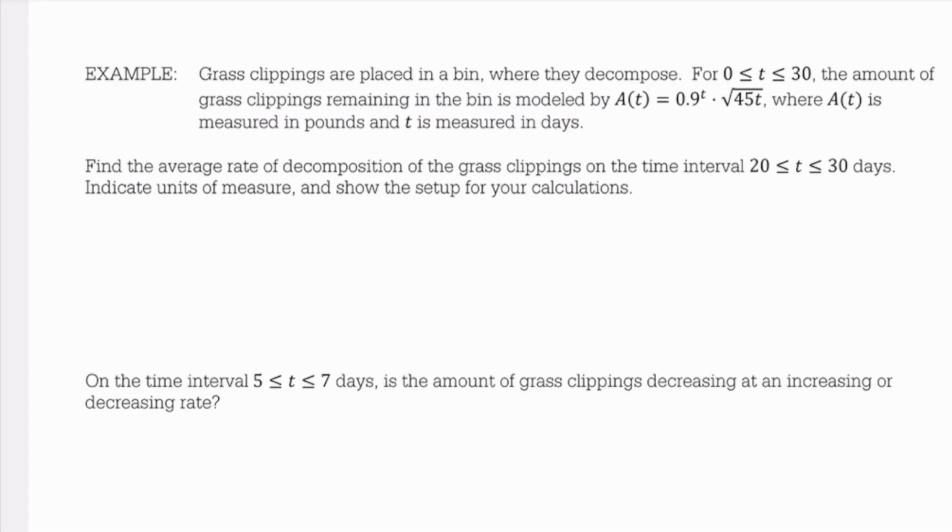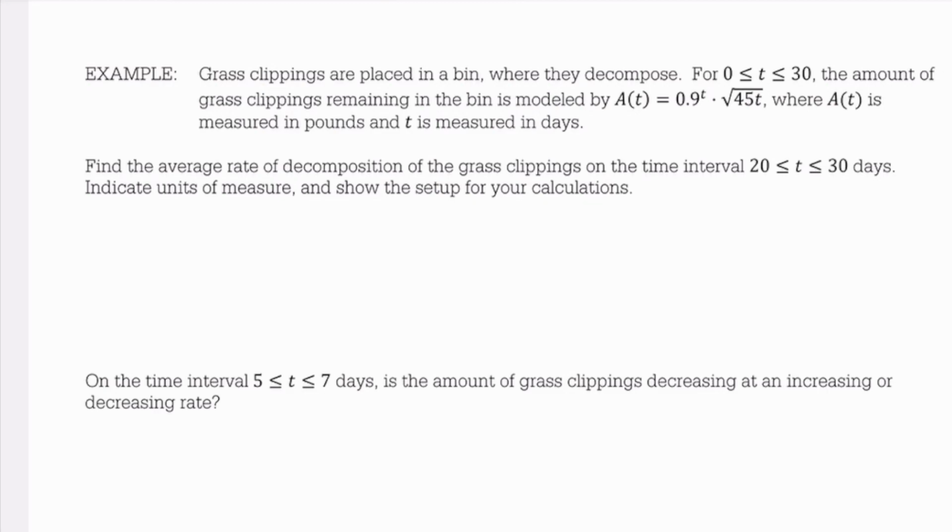All right, so the last situation I've got for you is grass clippings are placed in a bin where they decompose. For t between 0 and 30, the amount of grass clippings remaining in the bin is modeled by A of t equals 0.9 to the t times the square root of 45t, where A of t is measured in pounds and t is measured in days. It asks for the average rate of decomposition of the grass clippings on the interval 20 to 30 days. Indicate units of measure and show the setup for your calculations.